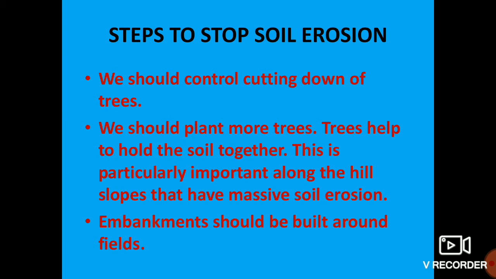What is the meaning of embankment? Embankment means a wall built to stop river flooding in an area. It should be built around the fields so that river water cannot come over that area.